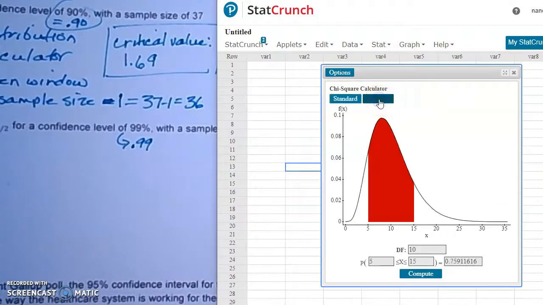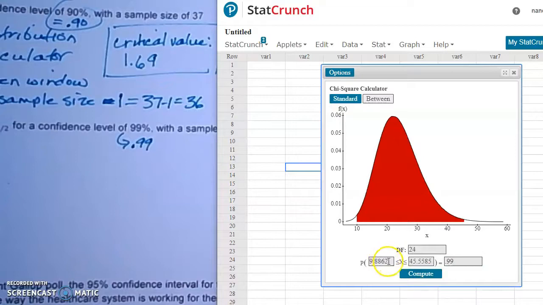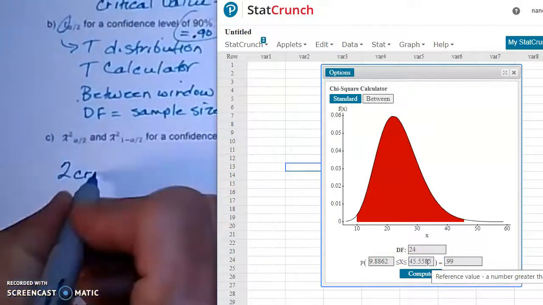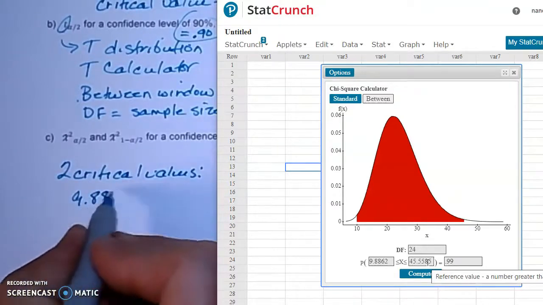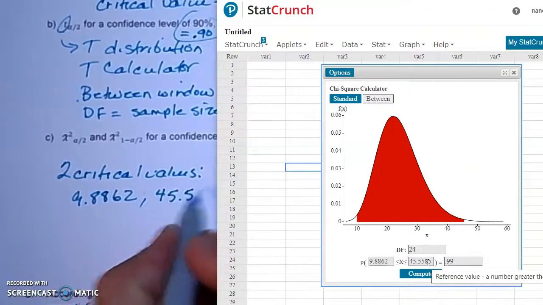In StatCrunch, I'm going to use stat calculators and chi-square. I'm using the between window again. I'm putting in my degrees of freedom, which we said was 24. I'm using this tool backwards also, so here I'm putting in the decimal value of my confidence level. In this one, I get 2 very different numbers. So for chi-squared, I get 2 different critical values instead of just 1 like I got for the other distributions. So here my 2 critical values are 9.8862 and 45.5585.